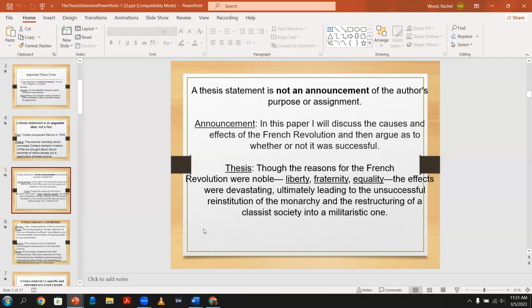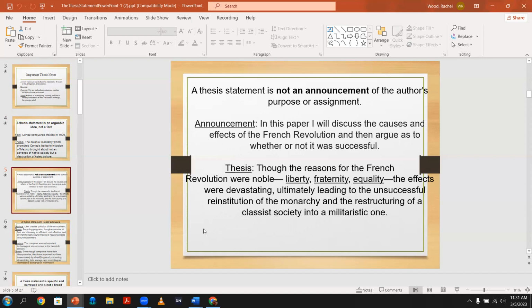Also, looking at thesis statements, it's not an announcement of your purpose. And I've seen this in the many years that I've taught this course, is some people still, no matter what, always do this. In this paper, I will discuss the causes and effects of the French Revolution and then argue as to whether or not it was successful. That would not get a thesis point. That would not pass muster on a rubric. That would not work at all.